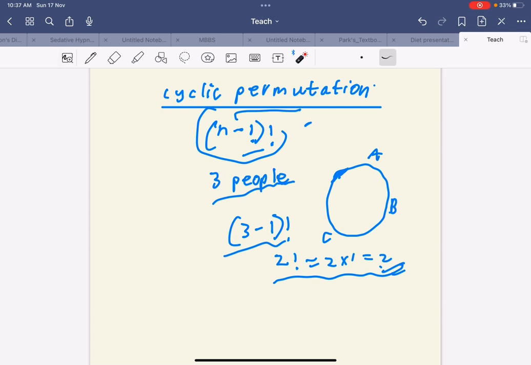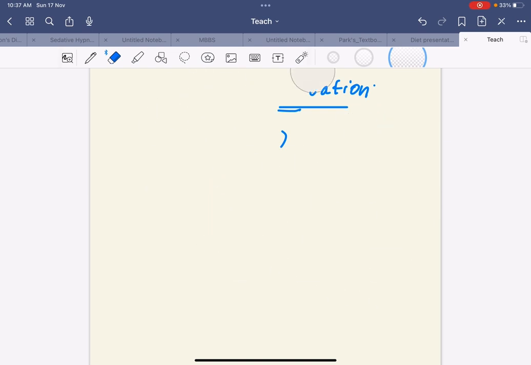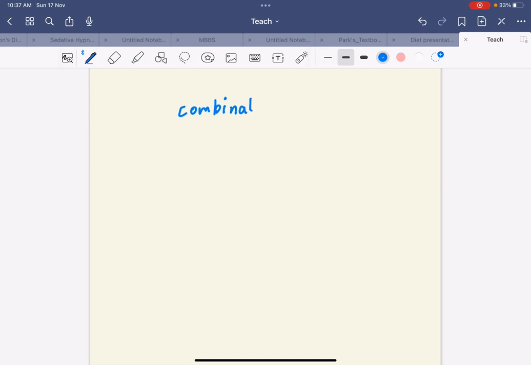So let's start learning about combinations. What do you mean by combination? Combination is a selection of objects where order doesn't matter.